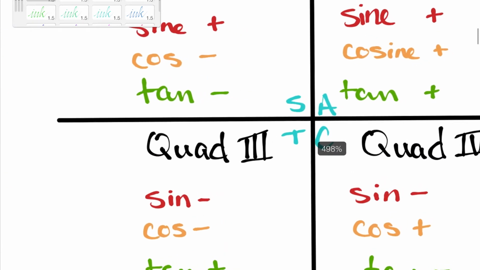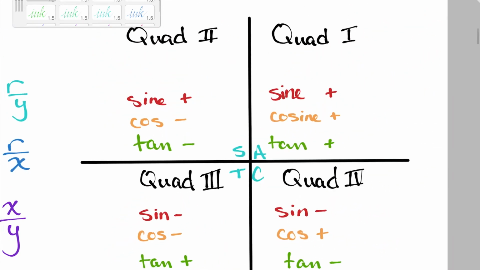So one way that we sometimes remember this, depending on what book you're looking at, is ASTC, so all students take calculus. I don't think that's legitimate though, because not all students take calculus, and just because you don't take calculus doesn't mean anything about you, just that you don't take calculus. So I like to think of it as all street tacos crush it, because street tacos are awesome, and like all tacos are awesome. So like not just street tacos, but street tacos in particular crush it.